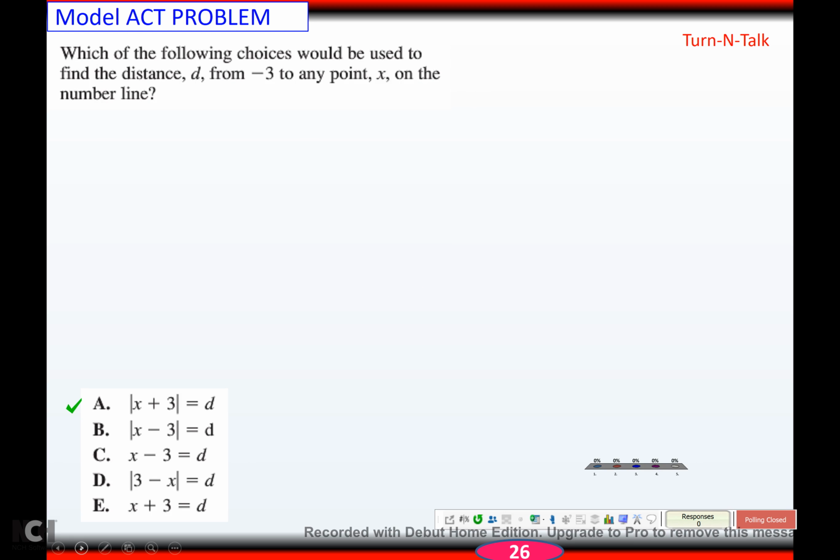And your answer is A. It says, which of the following choices would be used to find the distance d from -3 to any point? Well, if you're going to find a distance between two things, that suggests subtraction. So if I say x minus a -3, that would be my distance. The reason we put bars around it is because a distance can go right or left. So this would be the absolute value. And then that double negative turns positive. Okay?